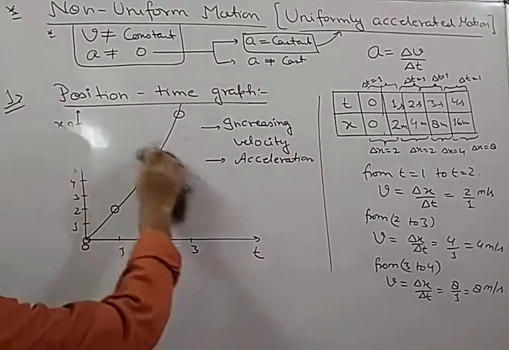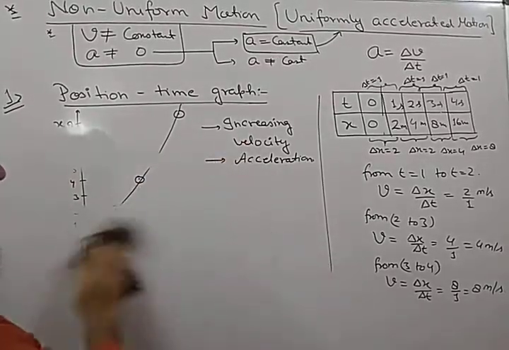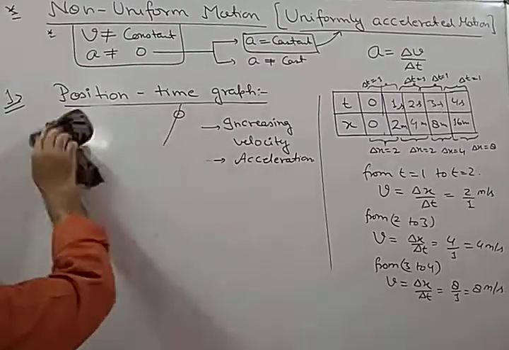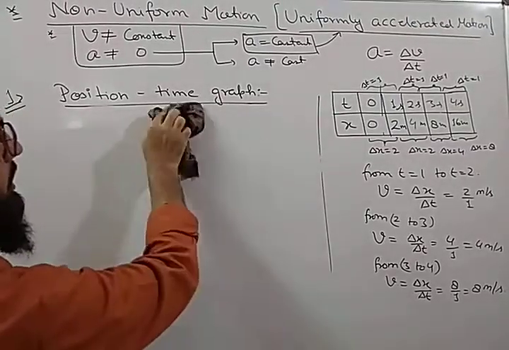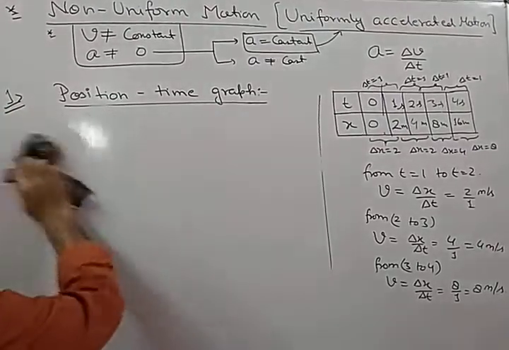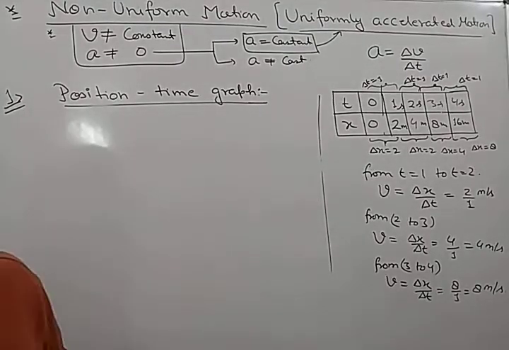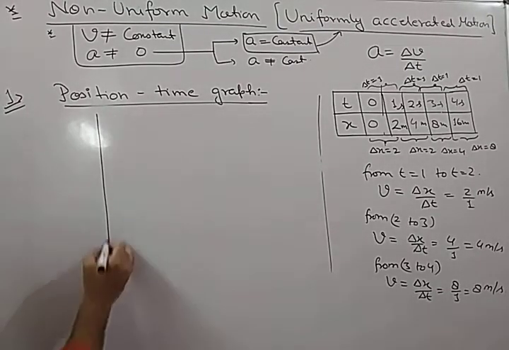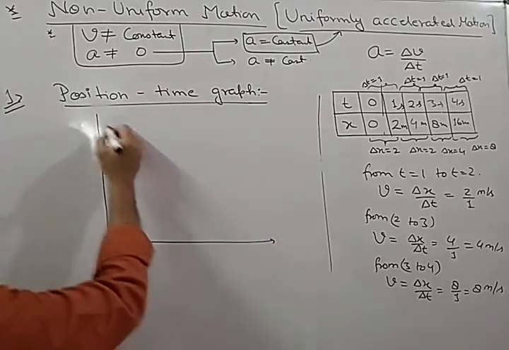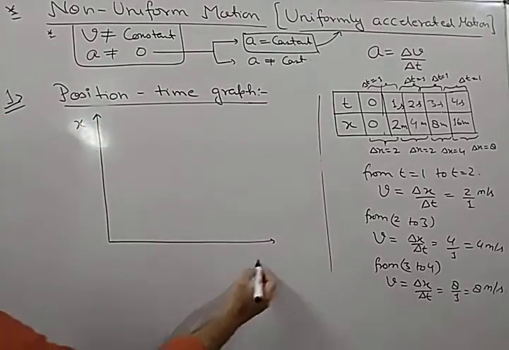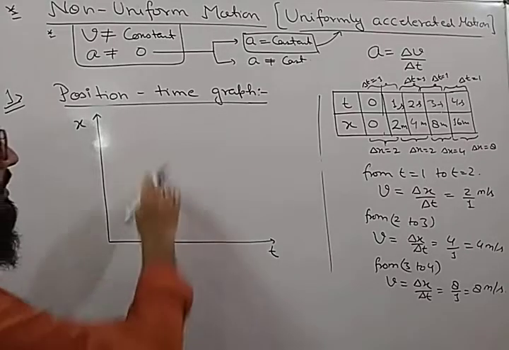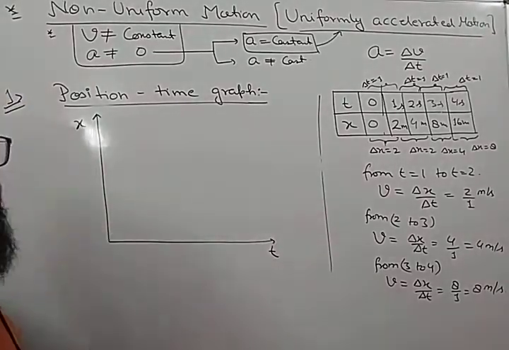So this was the graph for increasing velocity or acceleration. Now if we talk about the graph of decreasing velocity or retardation, for retarding motion, the graph will look like this. This is position and this is time. So if I draw all the three graphs on the same graph paper.